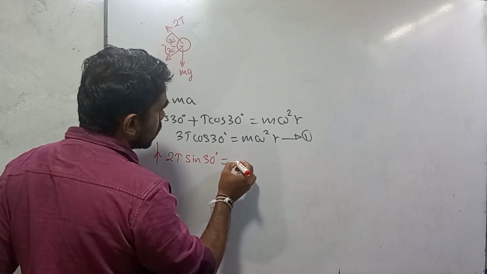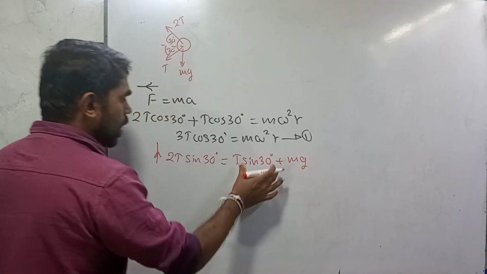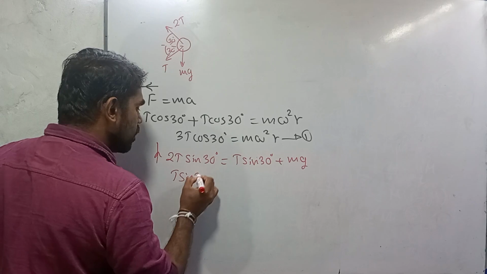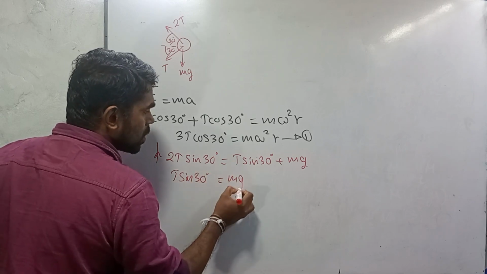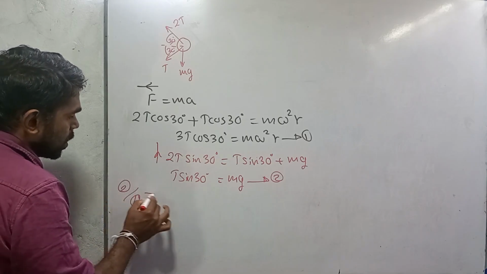Equals to downward force T sin 30 plus mg. Then I will subtract this term from the left hand side. T sin 30 equals mg. Second equation. Now we can divide second equation and first equation.